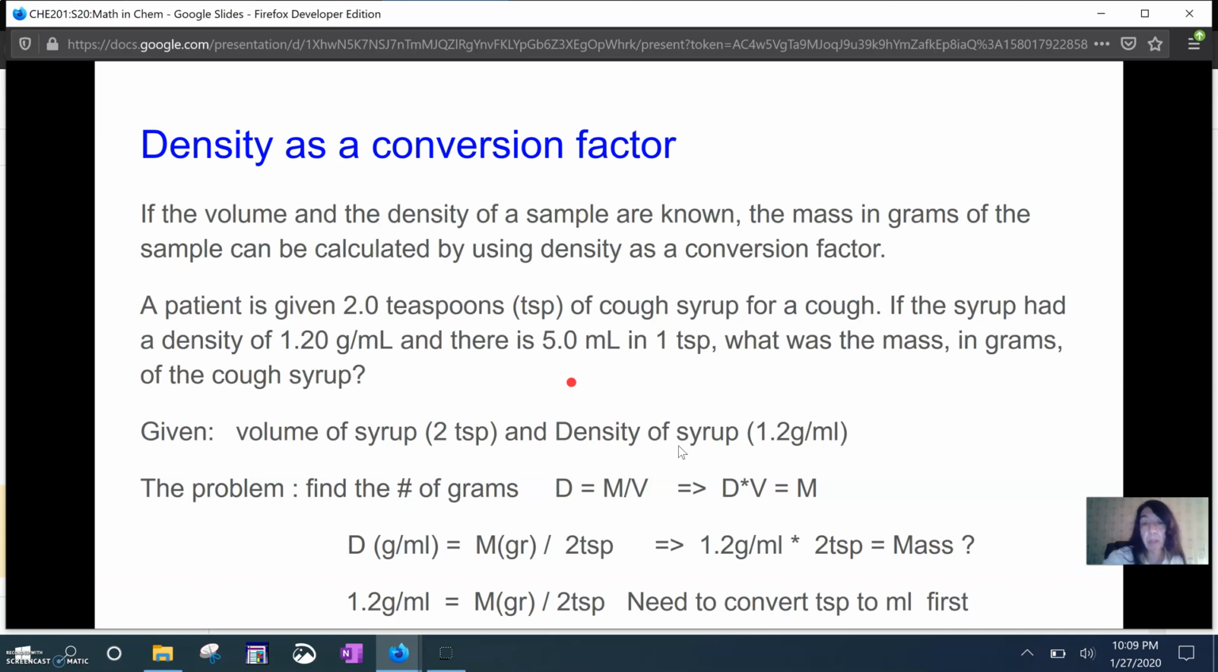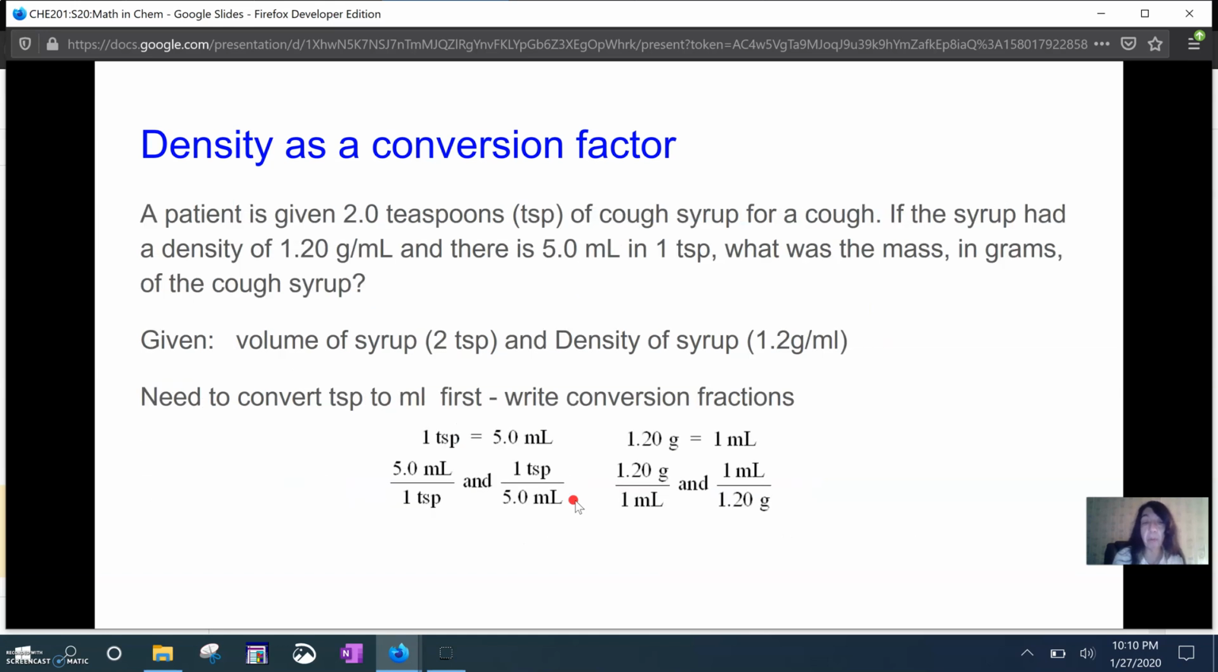You remember the density equation. Density is equal to mass over volume. Just do a little algebra and you bring the volume up, and density times volume is equal to mass. So you have your density in grams per mL and you have your volume in teaspoons. If you just multiplied that, you'd get a mass, but it would be in grams per mL per teaspoon. That wouldn't really give you anything useful, right? So you have to convert first. You have to convert your teaspoons to milliliters, and we'll do that next.